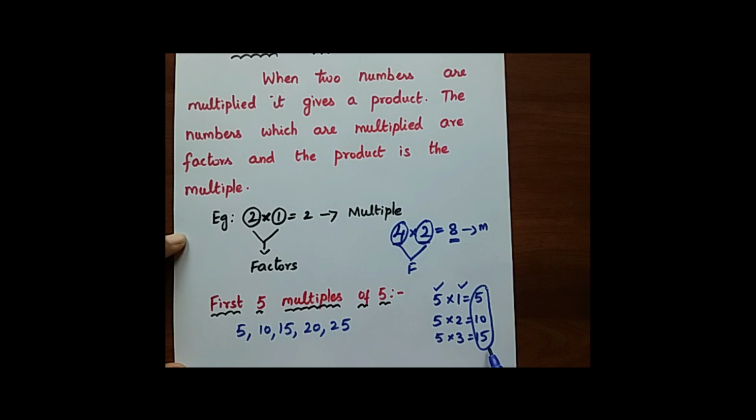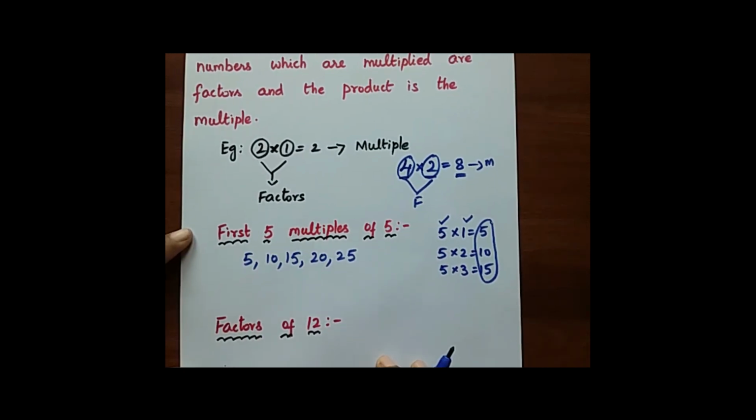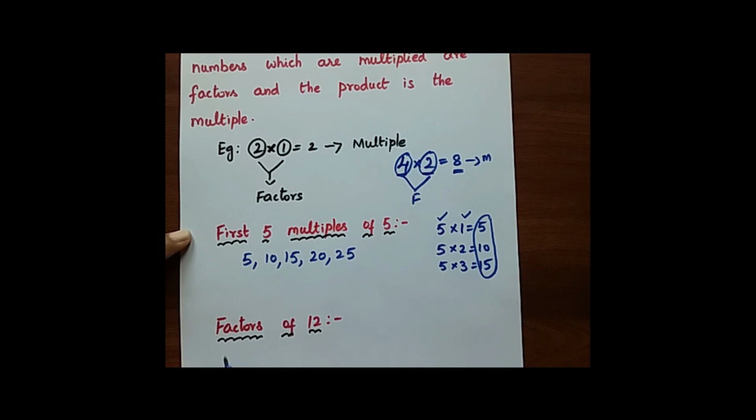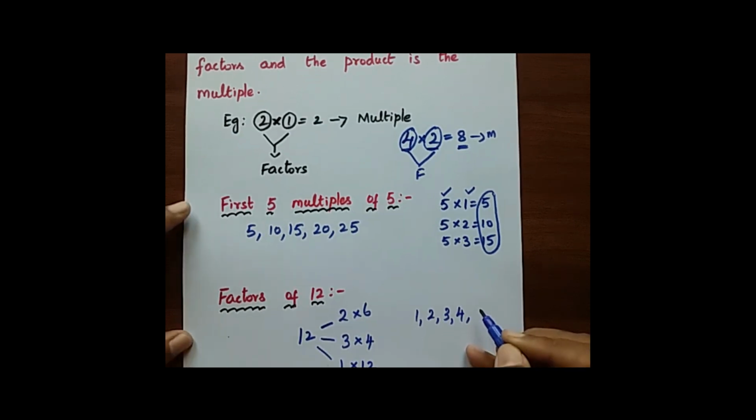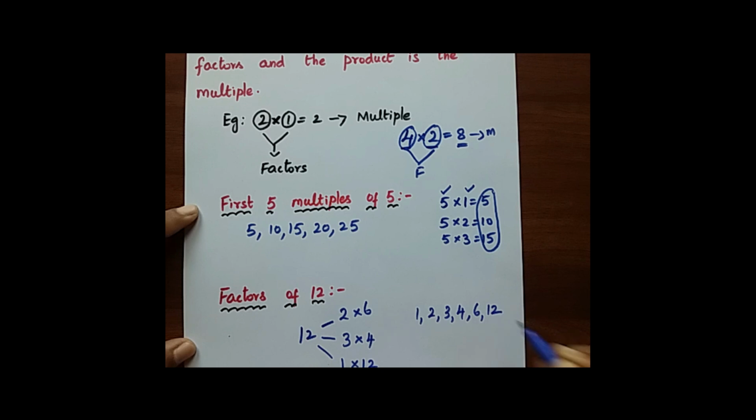Okay, let me see another example. What are the factors of 12? So we can write 2 into 6 times is 12, 3 into 4 times is 12, and 1 into 12 times is 12. So all these numbers, 1, 2, 3, 4, 6 and 12, are factors of 12.